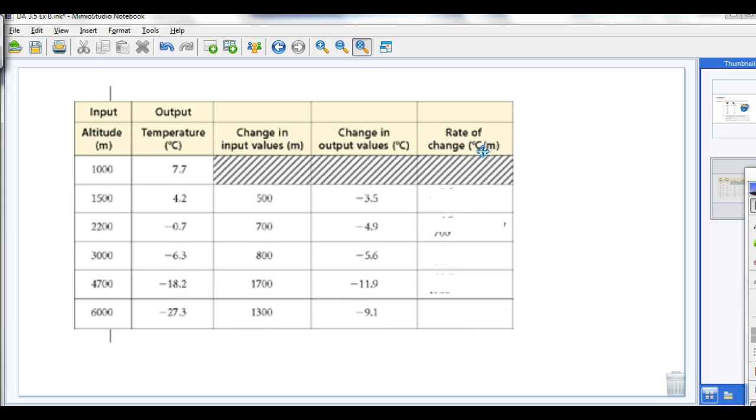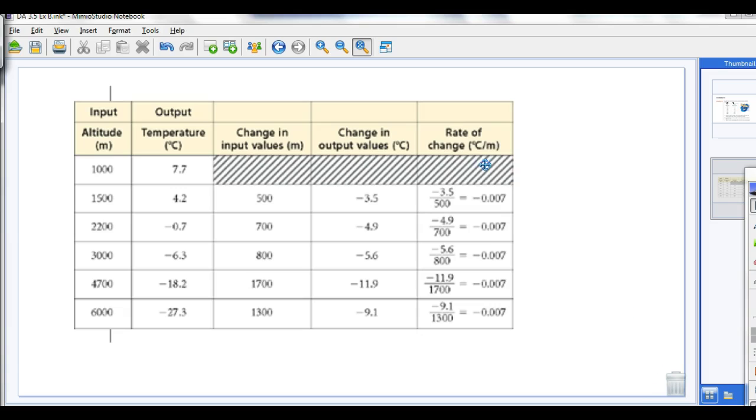Okay, so then it says rate of change, degrees Celsius per meter. So it means I'm going to take negative 3.5 and divide it by 500, which gives you negative 0.007. All right, then we do negative 4.9 divided by 700, and we also get negative 0.007. Negative 5.6 divided by 800, surprisingly you get negative 0.007. And then for the rest of these, you also get negative 0.007.